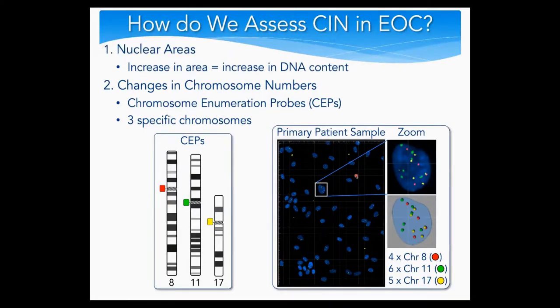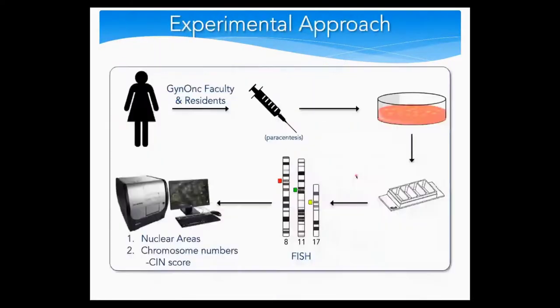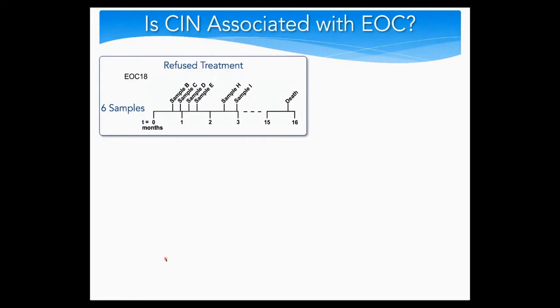Now, one of the unique things of this particular study is the accessibility of ascites fluid and tumors that have been isolated from those ascites from some women with high-grade serous ovarian cancers. That allows us unique temporal insight into disease progression and treatment response. So here what happens is the gynecological oncology faculty and residents collect that ascites through paracentesis. We are able to isolate the tumor cells to basically 100% purity. They're put onto microscope slides, the FISH-based approach is employed, and then we do the quantitative image analysis for nuclear areas and those CIN scores.